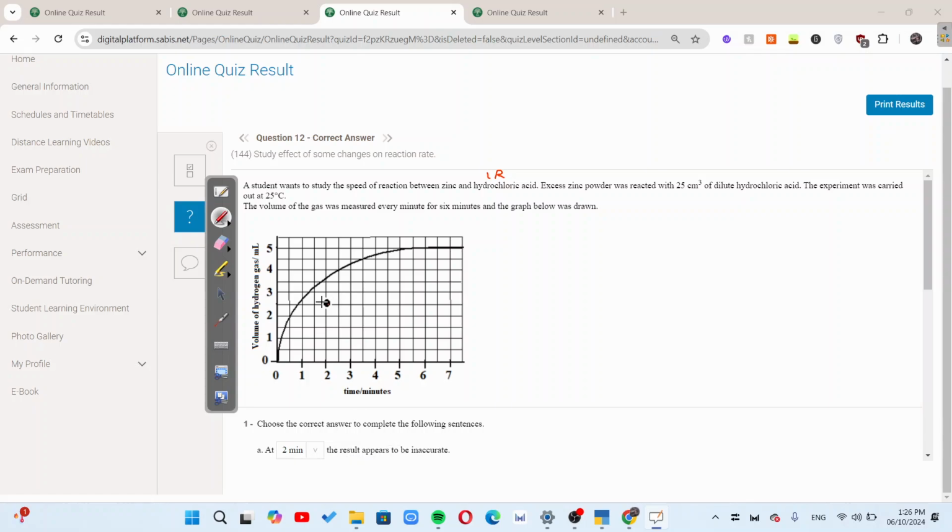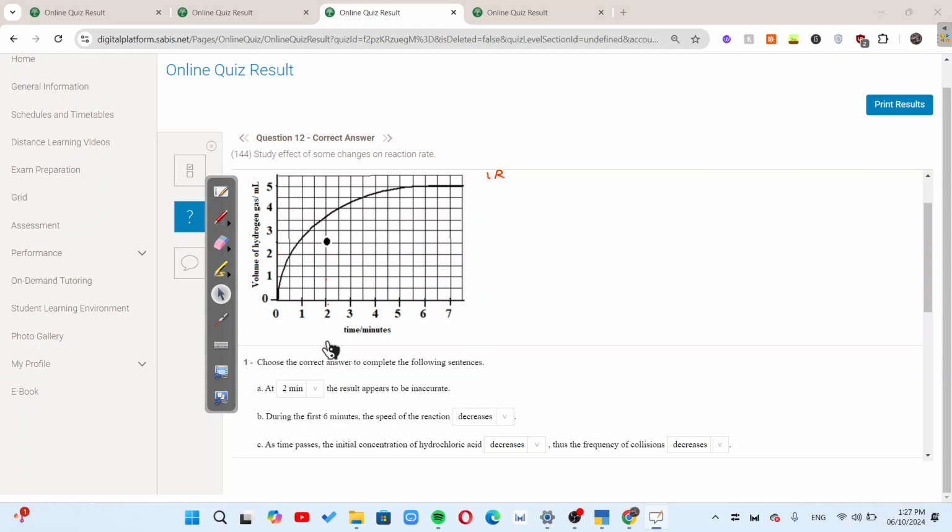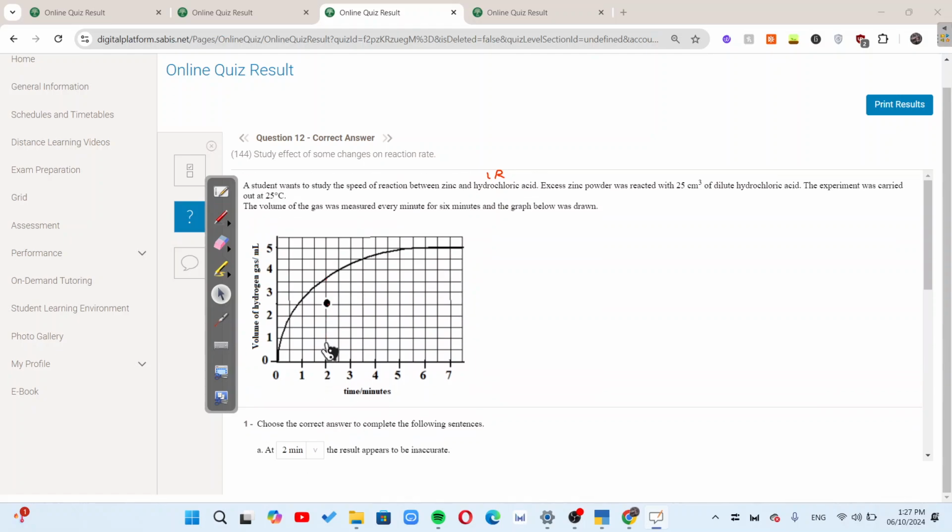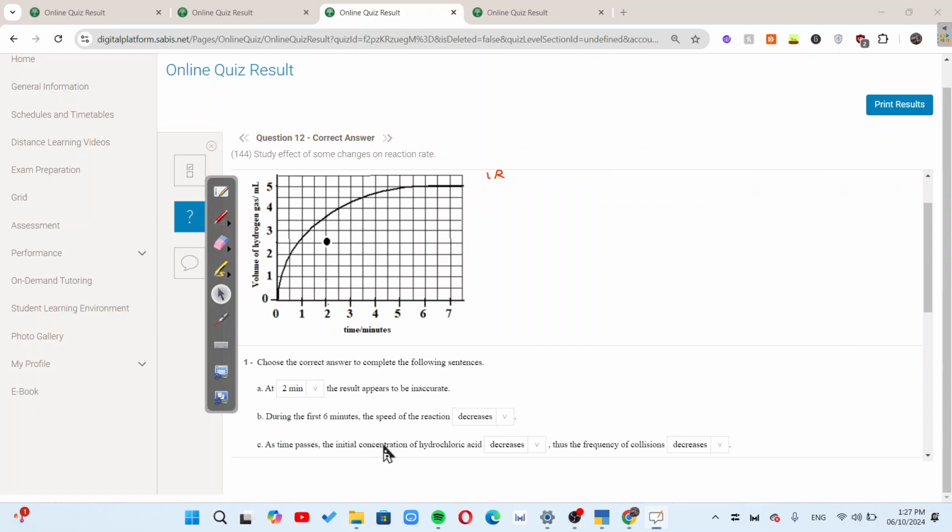Because this has nothing to do with your graph, at 2 minutes you have to look where it is at 2 minutes. So it's obviously wrong. It should be up here. That's what the graph says. Now let's go down. During the first 6 minutes, the speed of the reaction decreases. Of course it decreases, because like we said, once your reactants are starting to get used up and your products are increasing, it's going to slow down, because we have less reactants. They're all turning into products, so the speed will decrease.